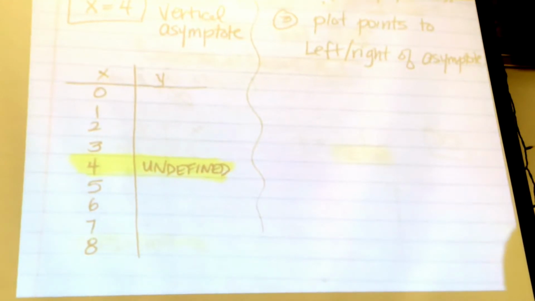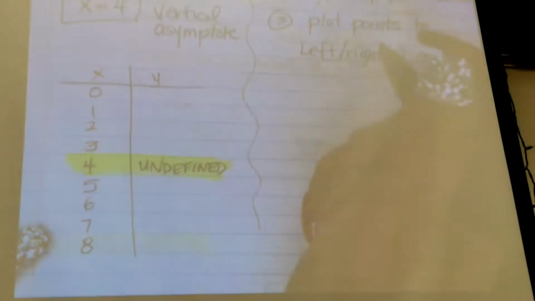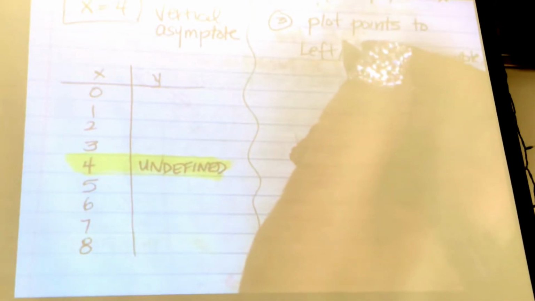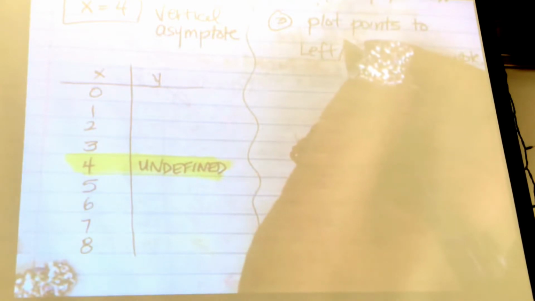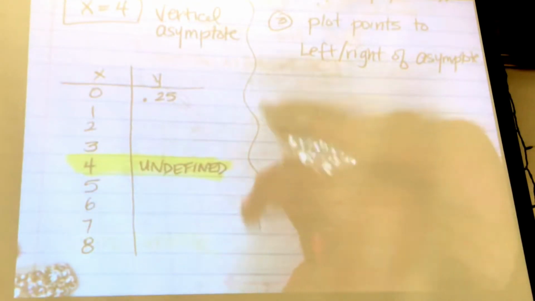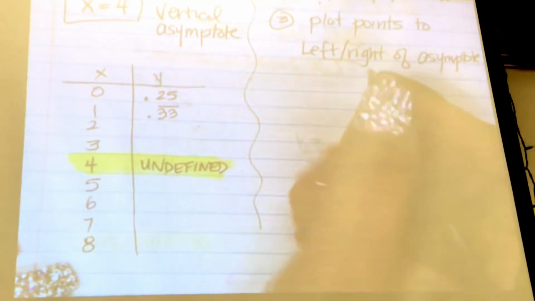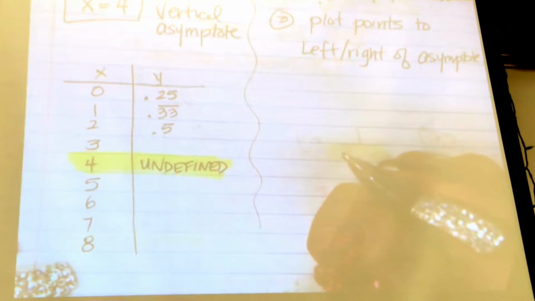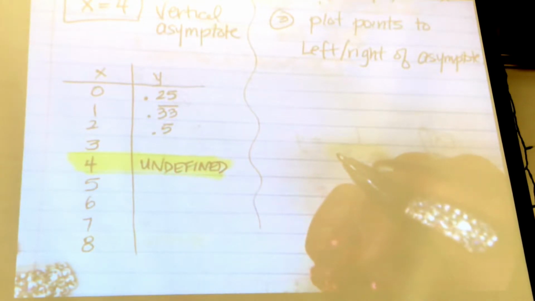Can you guys plug in those points for me and tell me what you get? I'm going to put it in decimals this time because some of us prefer it, but you should be able to speak both languages, decimals and fractions. So you should have gotten 1/4 for the 0, which is 0.25. This is 0.33. This is 0.5. And 3 is just 1.